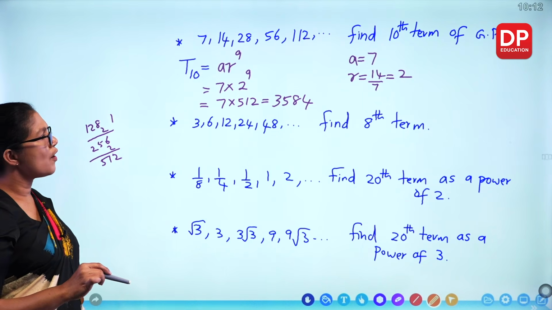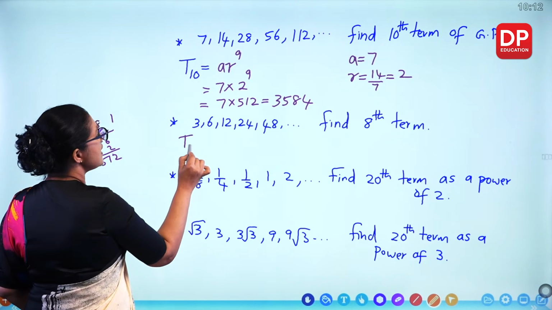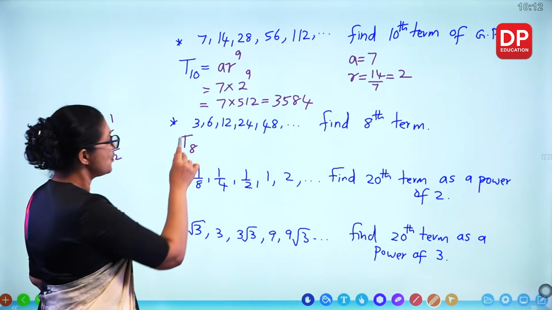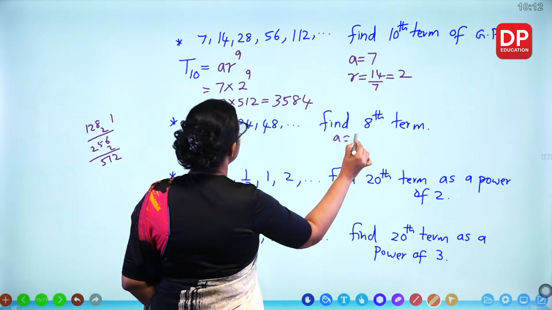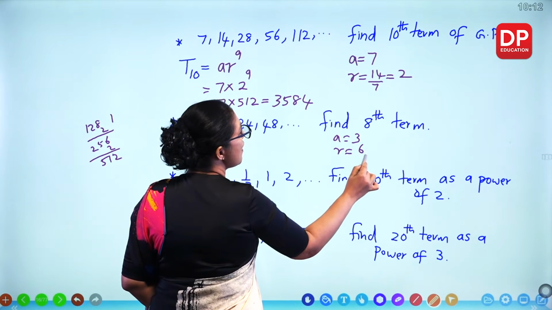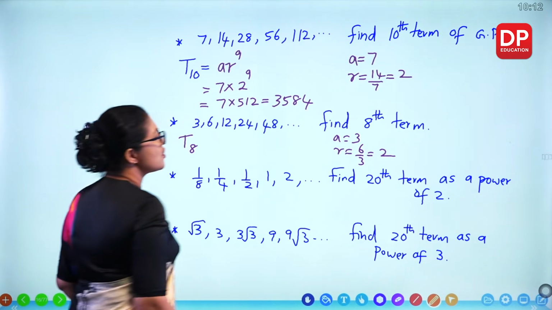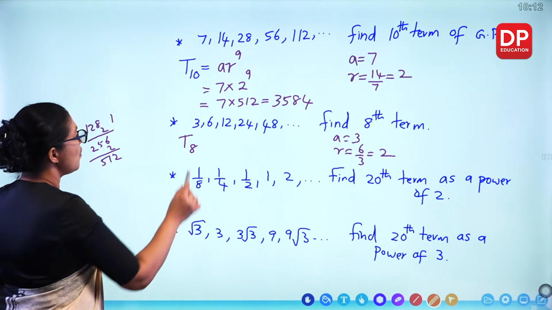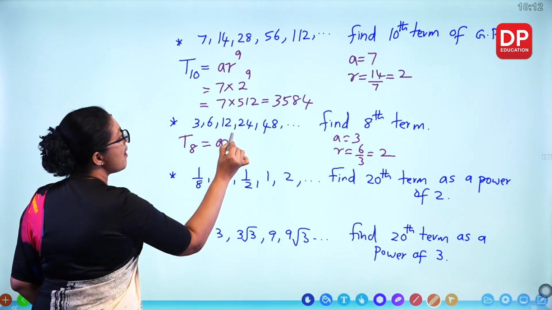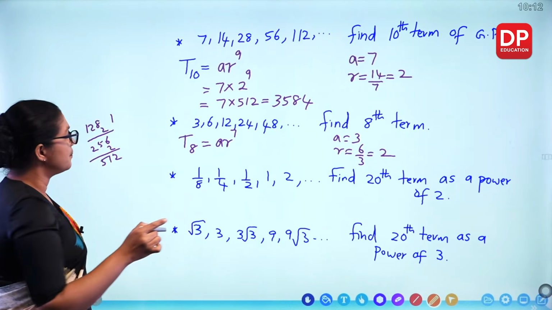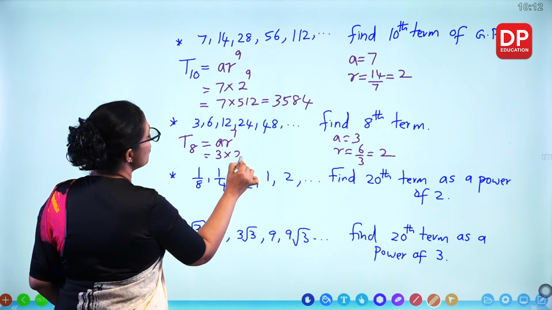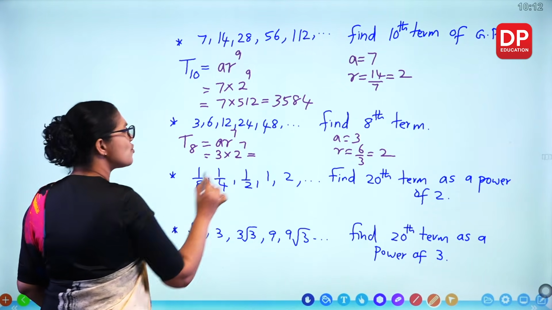Look at the next one. You are asked to find the 8th term. That is T8. What do you know? You know the first term is 3. The common ratio is 6 divided by 3. You get 2. Now apply the formula. T8 is AR to the power 7, which is 8 minus 1. A is 3, R is 2. 2 to the power 7. What is 2 to the power 7?